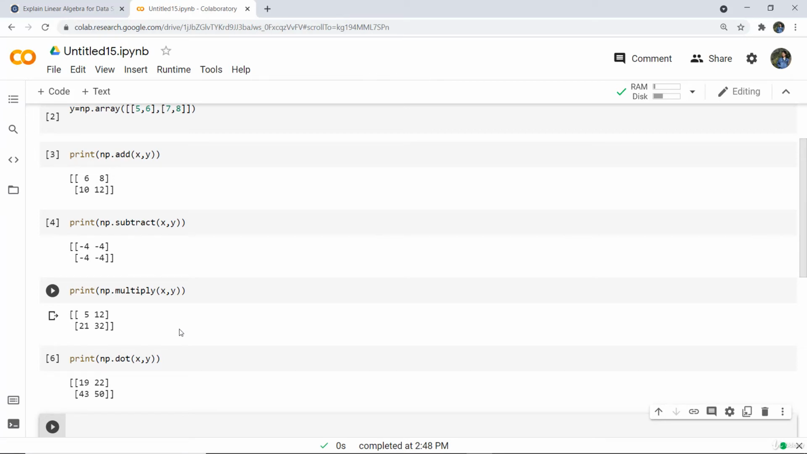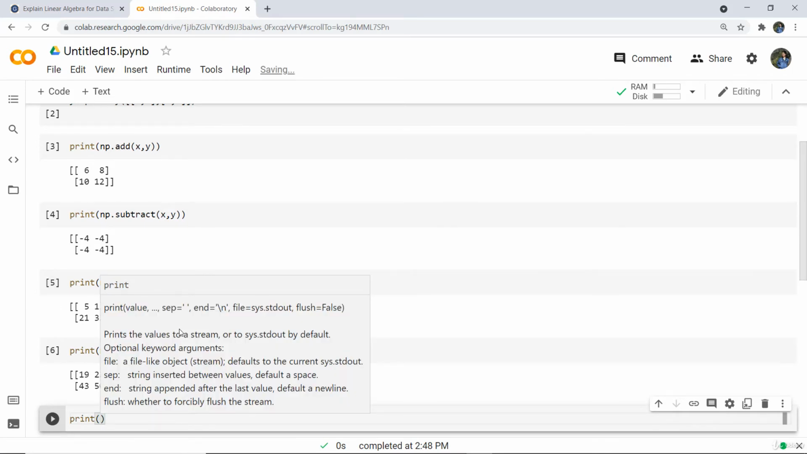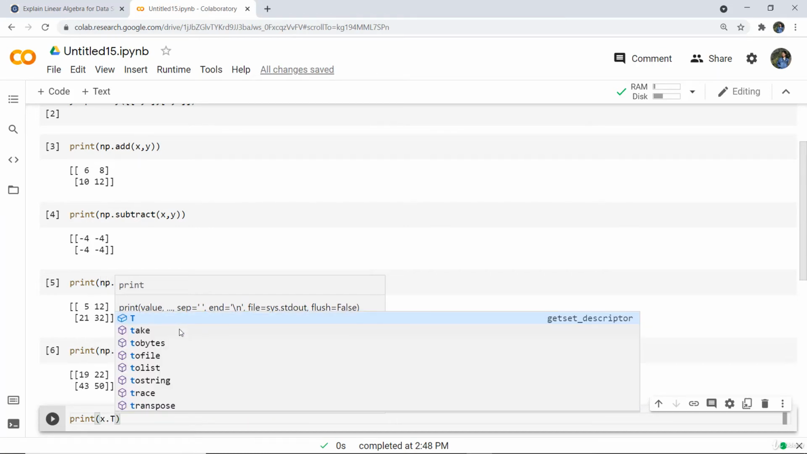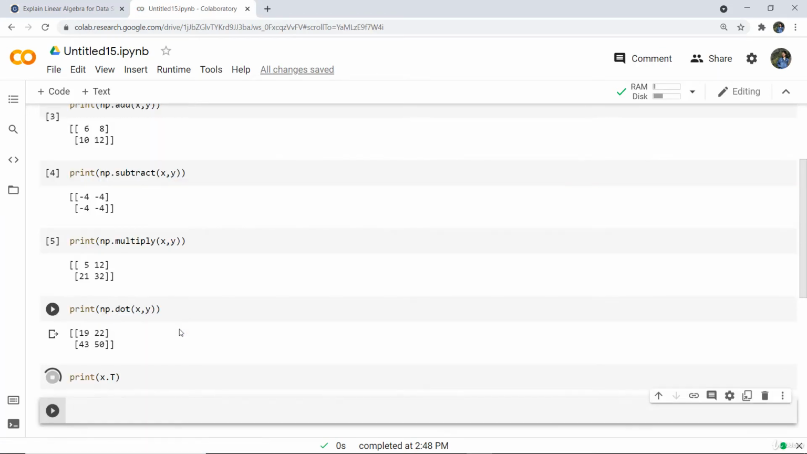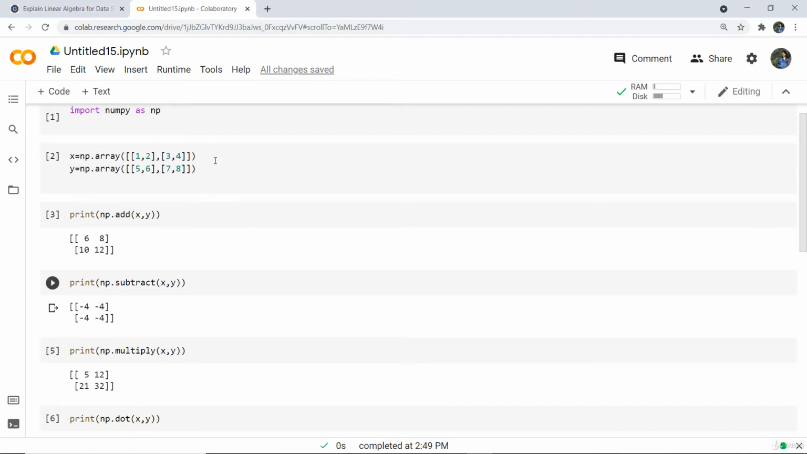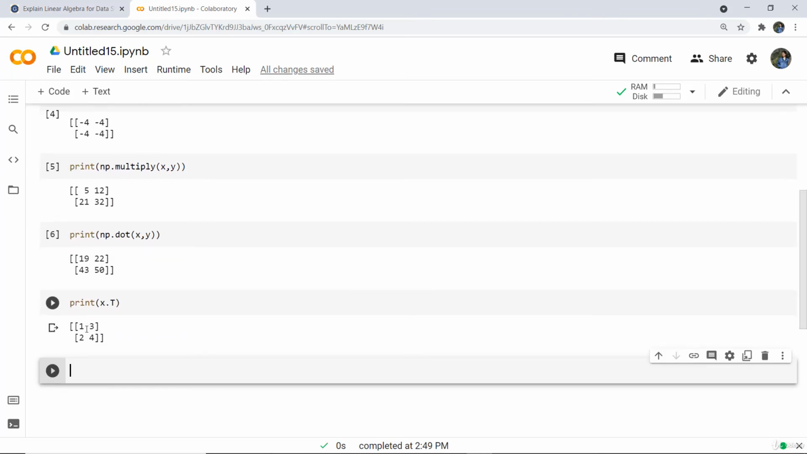If you want to perform the transpose of any matrix, then you simply write print x, let's say the first matrix which we have was x, so we print the transpose of that, and then you write the capital T. As I execute this cell, you can see the matrix has changed. Earlier the first matrix was 1, 2, 3 and 4, but now you see 1, 3, 2, 4. That means the rows and columns have been interchanged and transposed.